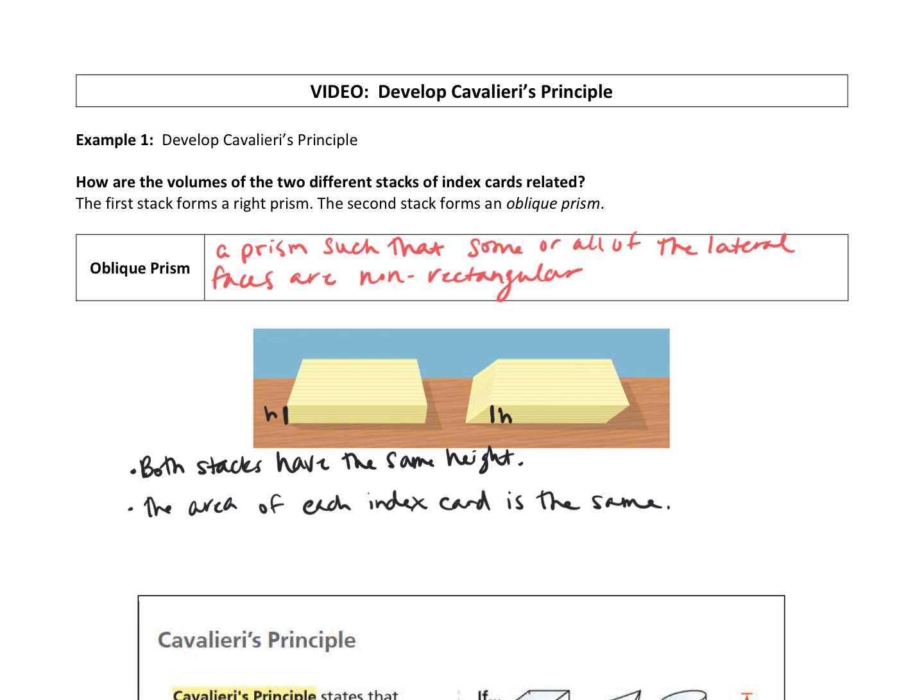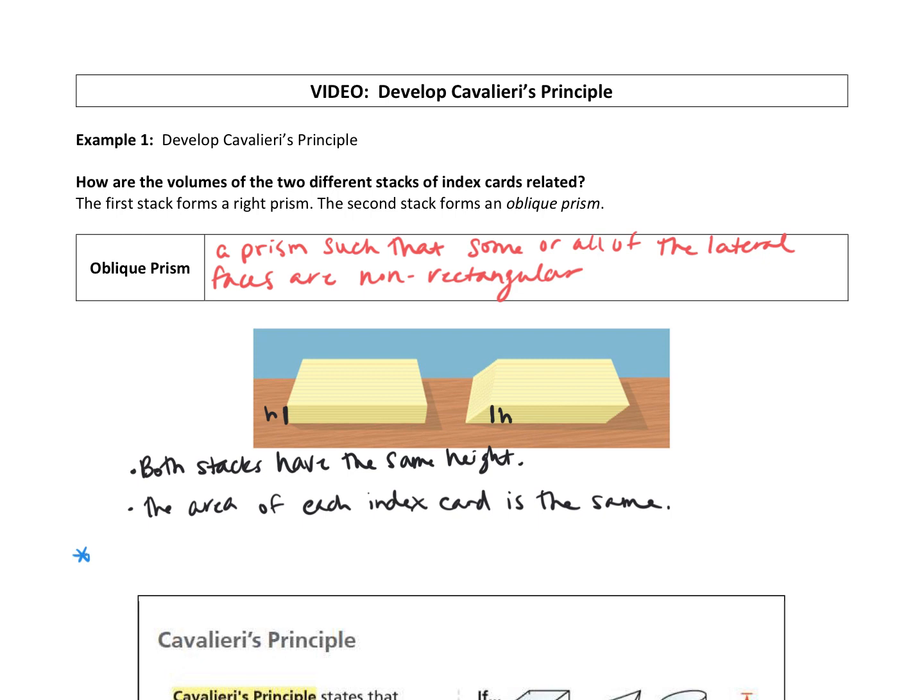So if you are piling up a bunch of index cards that all have the same area, whether that pile is straight up or that pile is a little bit tilted, giving us an oblique prism, the volume of those two stacks will be the same because the sums of the areas of the cards are the same. And so that's kind of what we're getting to.